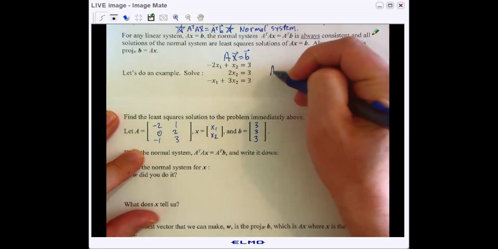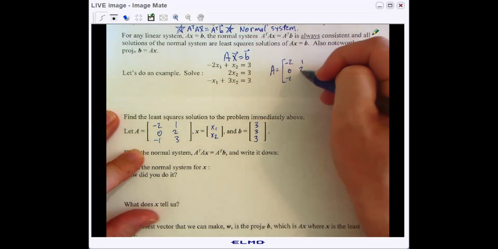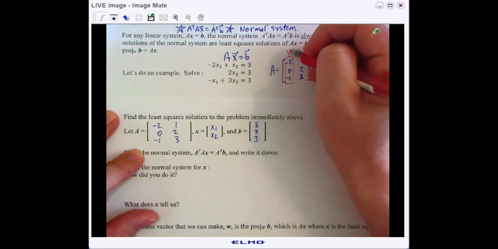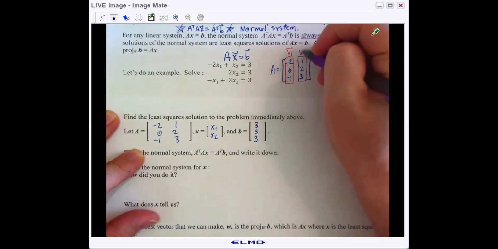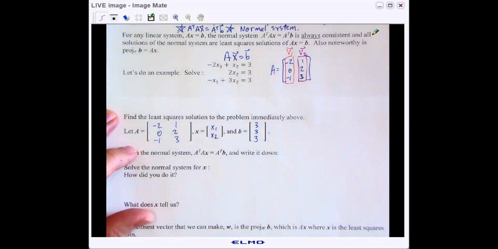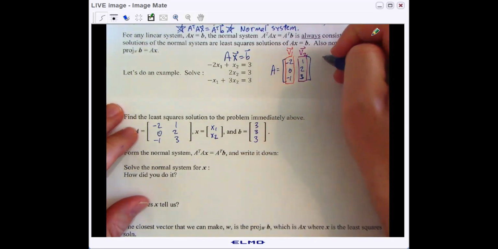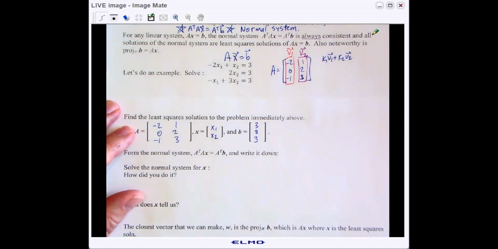Now, one more thing that I want to do, I'm going to look at the A matrix, which is -2, 0, -1 as a column, and 1, 2, 3 as a column. And I'm going to look at these as vectors. I'm going to call this vector 1, and this vector 2. And as we've seen, tying in what we've learned before, the column space of matrix A is what we can make using scalar multiples of vector 1 plus vector 2.